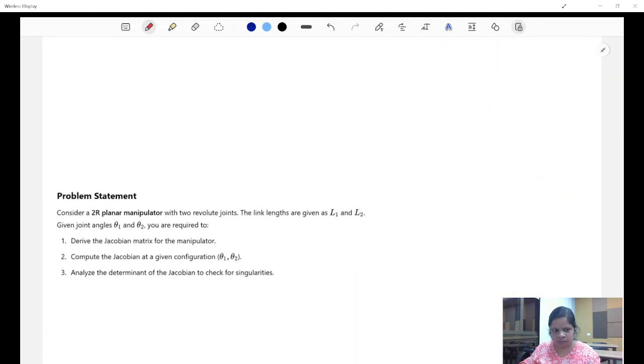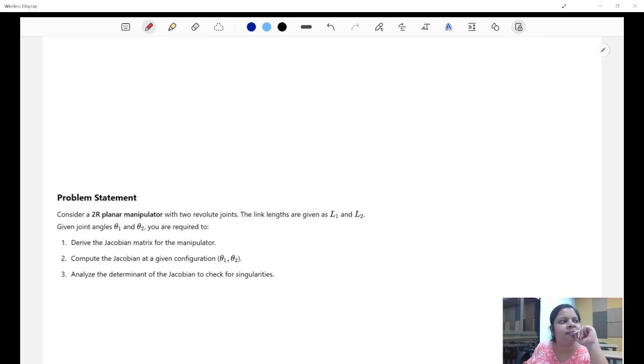Ma'am, for using Jacobian, we require the values of theta 1 and theta 2. It has to be calculated in the symbolic form only, na? The value of theta 1 and theta 2 is not given, right? So it would be calculated in the form of sine and cos only. I think the options would also be in that way only, sine theta 1, cos theta 1 type. No, no, ma'am. Options are like a row matrix, like 0, 0, 1, 0, 1, 1, like that.